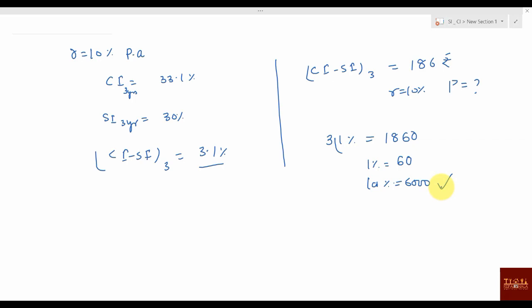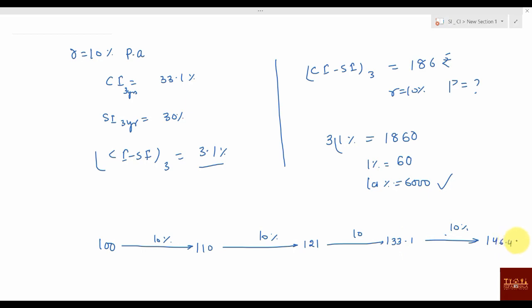Suppose it is given for 4 years. You should remember these standard values. When 100 is becoming 110, a 10% increment is happening, again a 10% increment is happening, again 10%, and again 10%. So here it becomes 110, here it becomes 121, here it becomes 133.1, and here it will become 146.41.